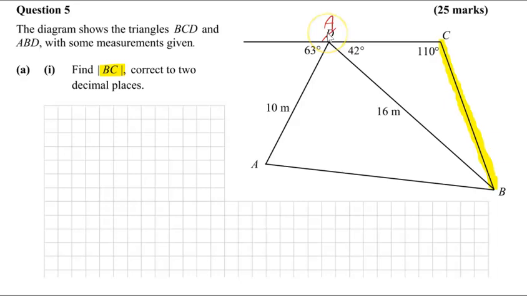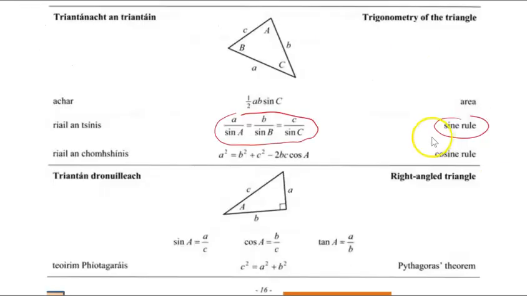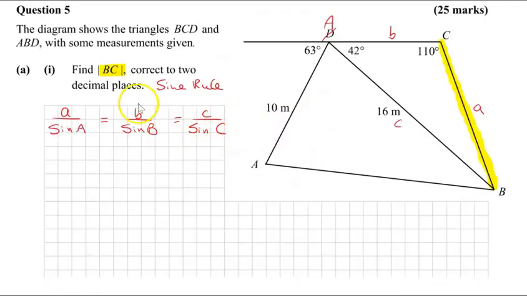We're going to relabel this capital D as capital A. So if this is capital C, this is lowercase c. If this is capital B, this is lowercase b. And if this is capital A, this is lowercase a. So then we're going to write out our formula. This is the sine rule formula from page 16. So the sine rule is a over sine A equals b over sine B equals c over sine C.